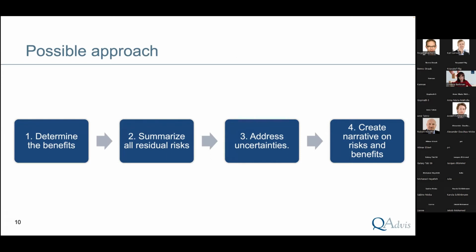The second step is to summarize all residual risks, and this you can do when you are approaching the end of all risk assessment and risk control. You can summarize your residual risks, and then address uncertainties that you have, and finally create a narrative on risks and benefits supported by data. So I will guide you a little bit more into each step.